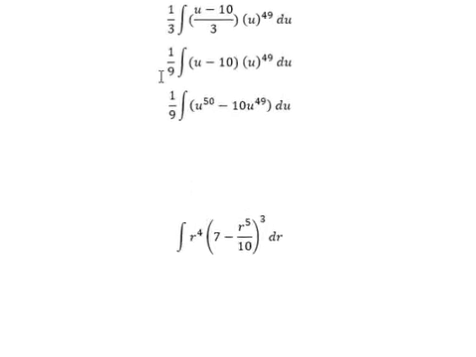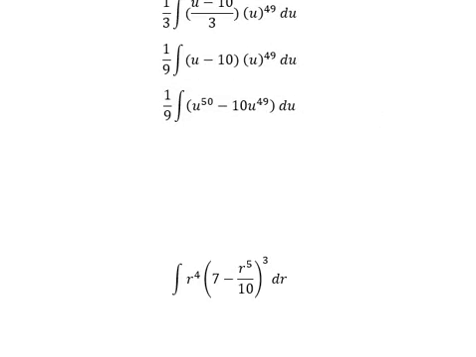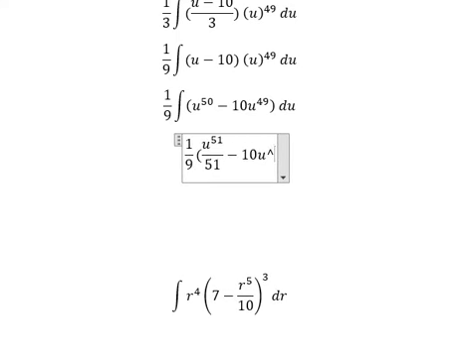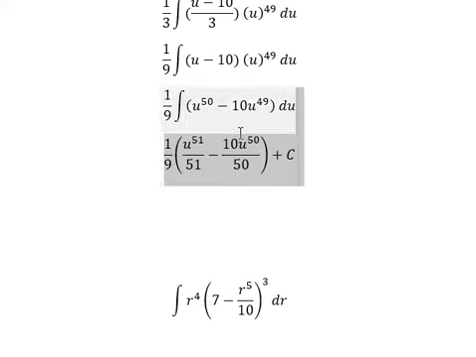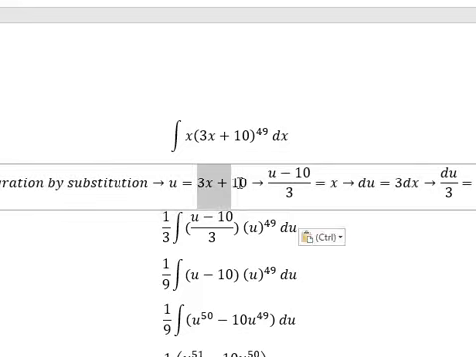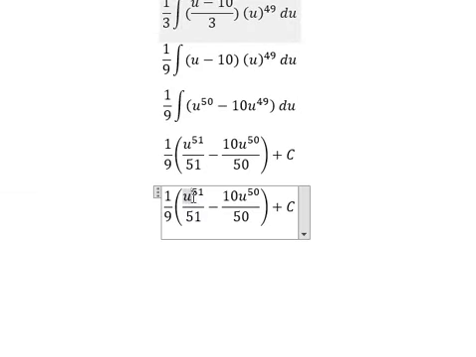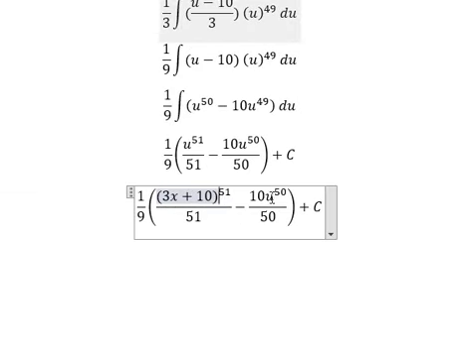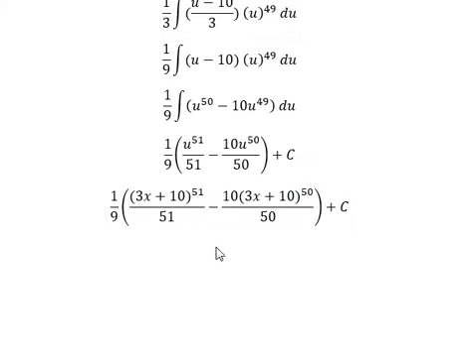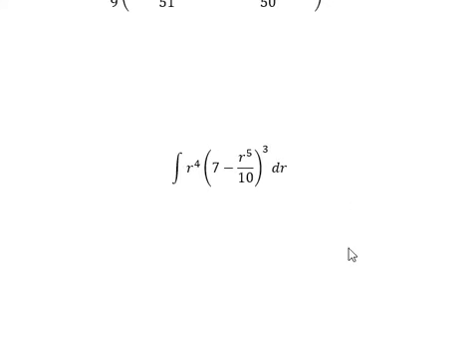The integration of this one in here, you will got 1 over 9 times u to the power of 51 over 51 minus u to the power of 50 over 50, and we put c. About u, that's this one. And this is the final answer.